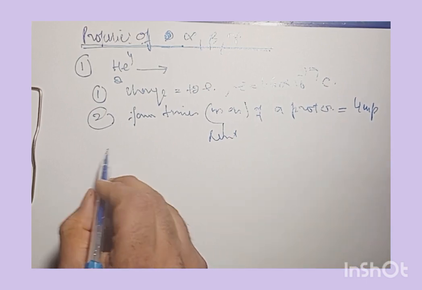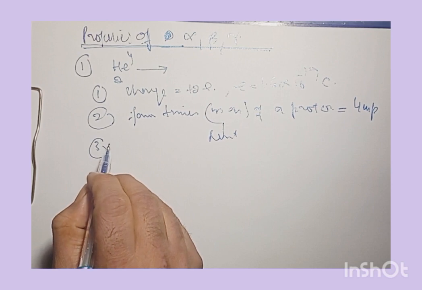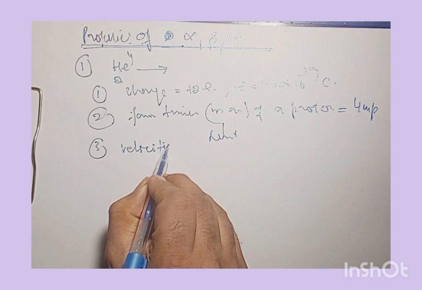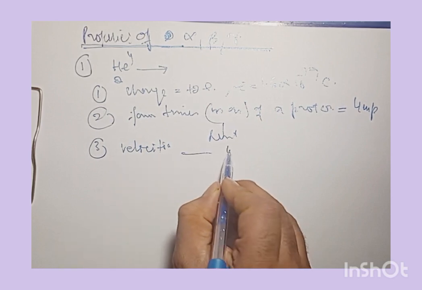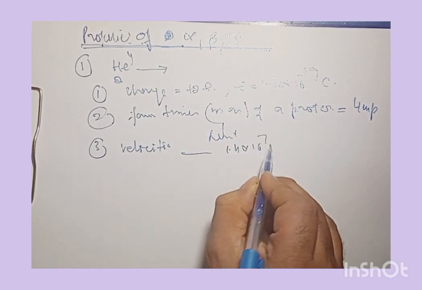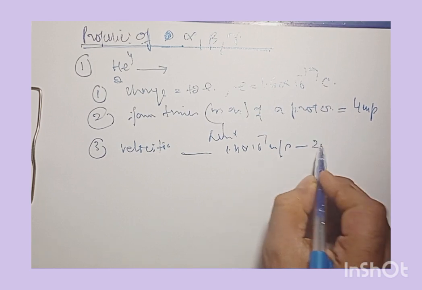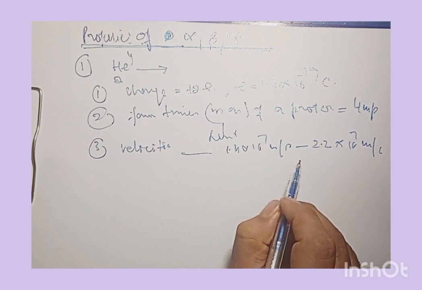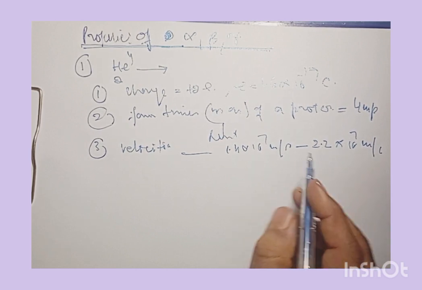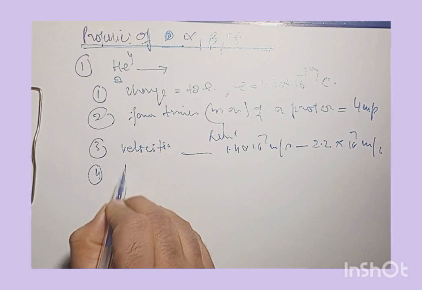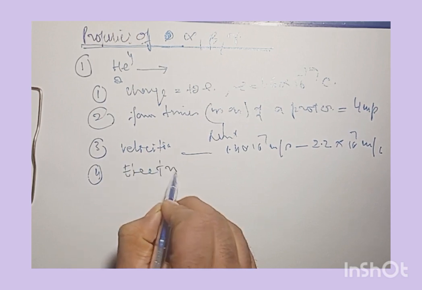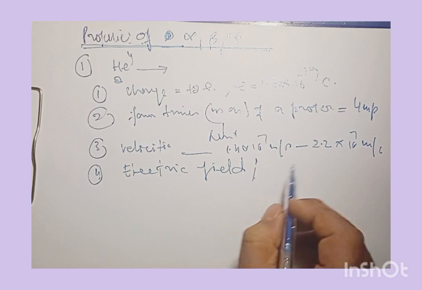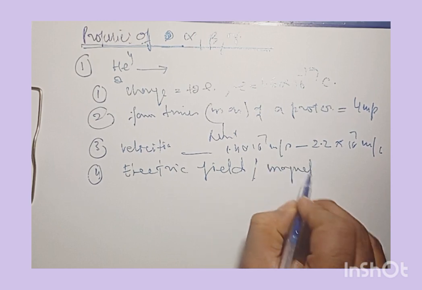The next important point is that they are emitted with velocities ranging from 1.4 times 10 to the power of 7 meters per second to 2.2 times 10 to the power of 7 meters per second. The next important property is that they are deflected by electric field, and they are deflected by magnetic field.